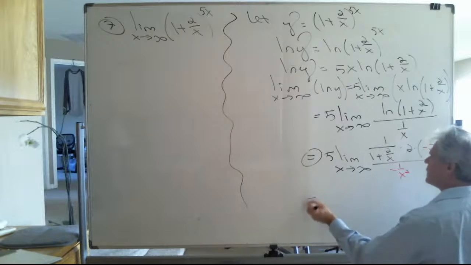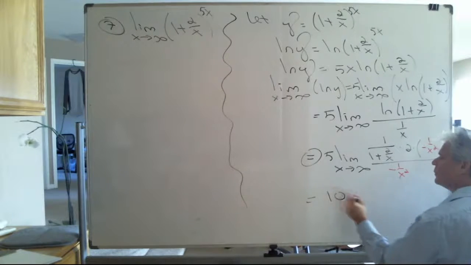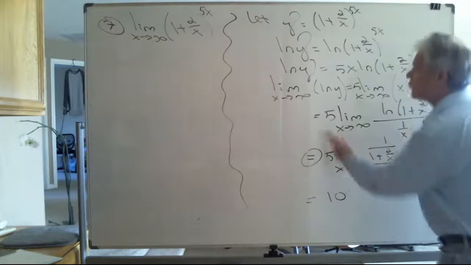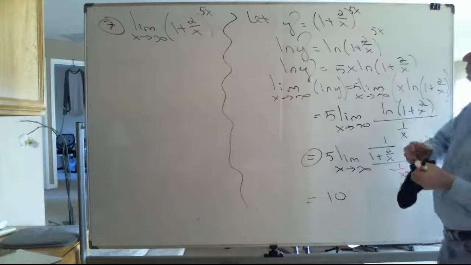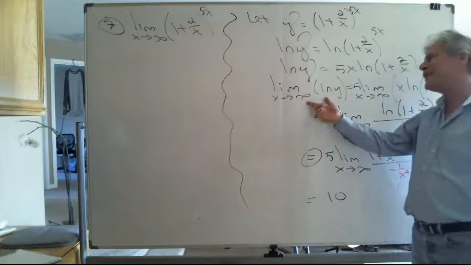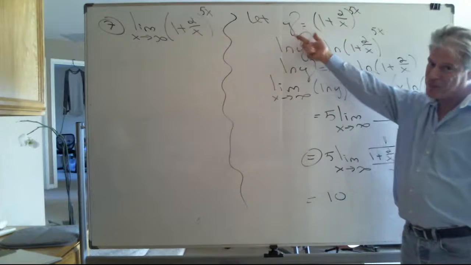But those two red beasts cancel. I'm left with 5 times 2. Which is that? Oh, but shoot, that doesn't answer the question, does it? Look what I just did. I took the natural log of y. I don't want to take the natural log of y itself. I don't think I said that correctly. I took the limit of the natural log of y. I want to take the limit of y itself without the natural log.